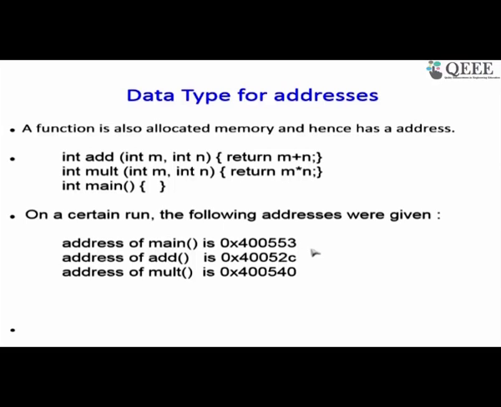Even with these 3 definitions, if the user said, I want to know where is main, what is the address of main, this is a legal question. The system is bound to answer you, and it answers. It says it is in the hexadecimal address 4,553. Address of add is something else, and address of mult is something else. So I hope you are aware that this is a very valid observation.